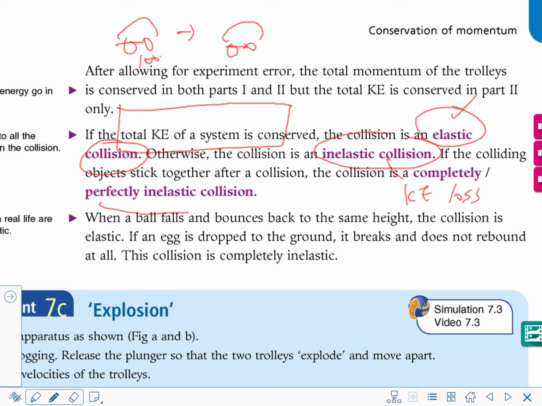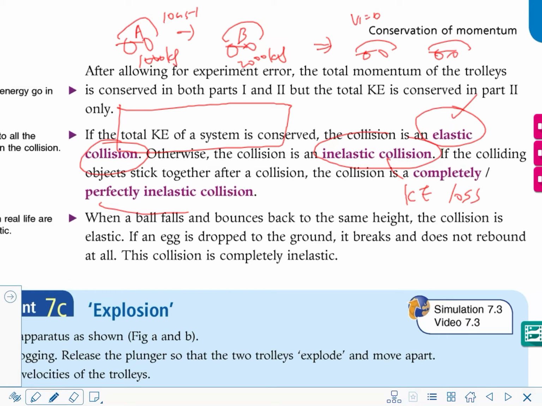Now maybe we take one example. Say car A has 1,000 kg, and car B 2,000 kg. If car A has a speed of say 10 m/s, after the collision, if car A stops, v1 = 0, what is the speed of car B?